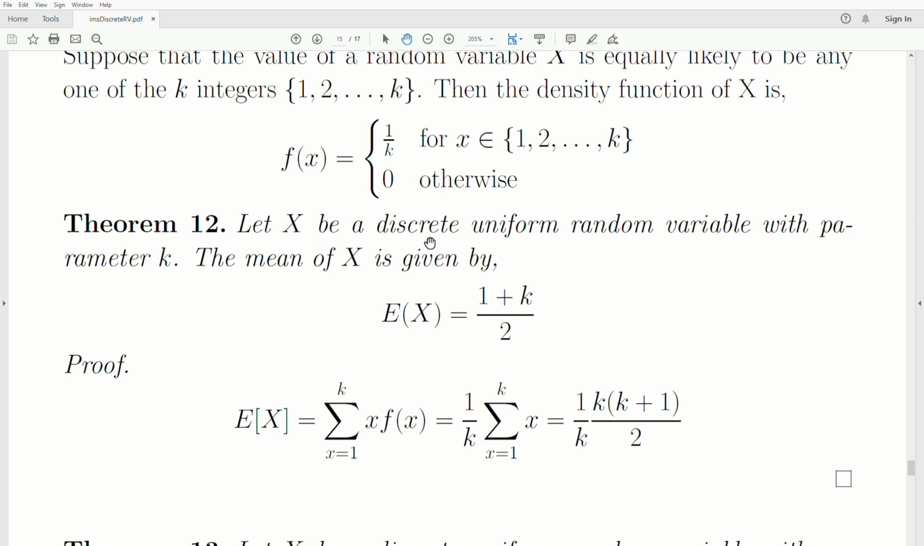Theorem: let x be the discrete uniform random variable with parameter k. The mean value of x is given by (1 plus k) over 2. And now let's prove that.